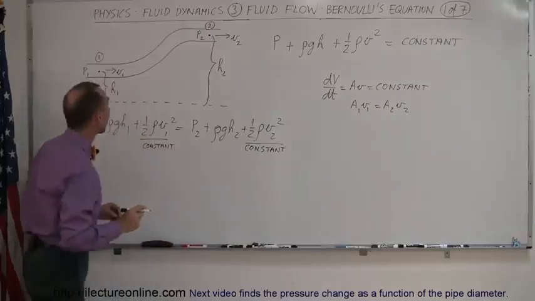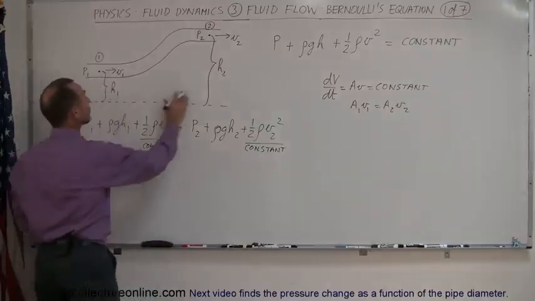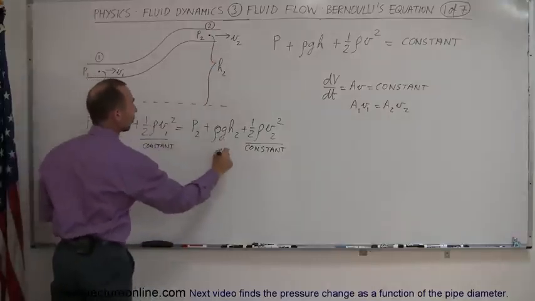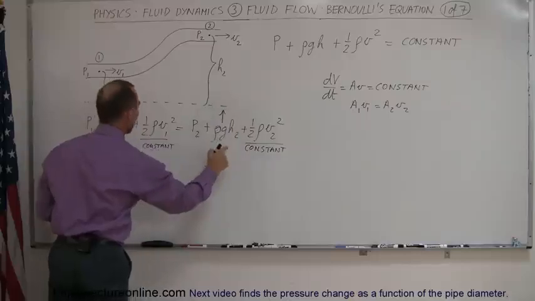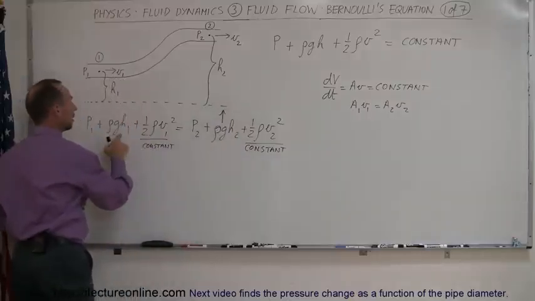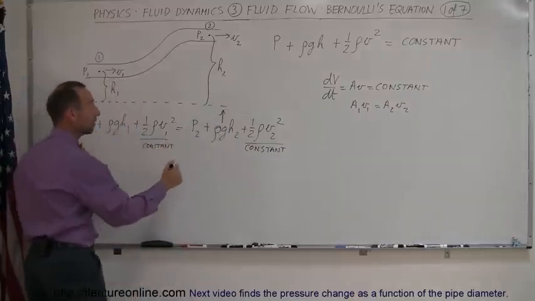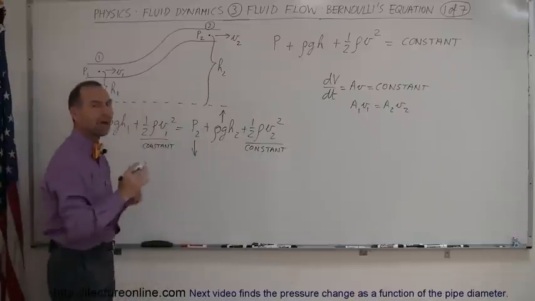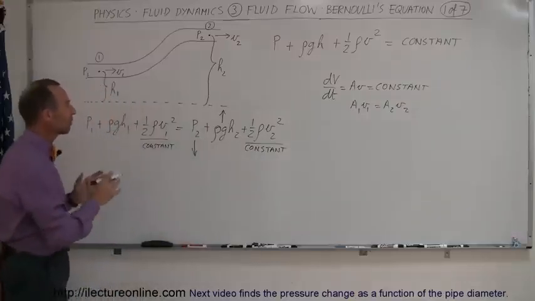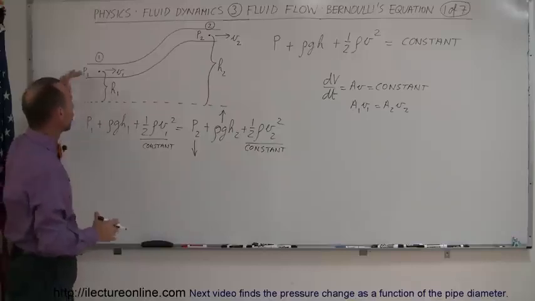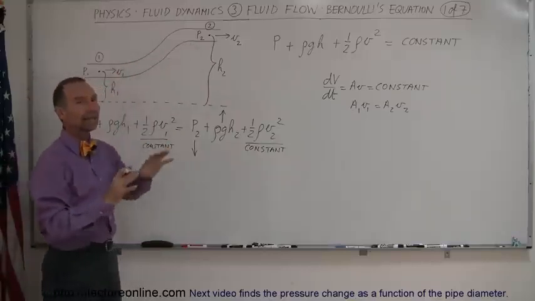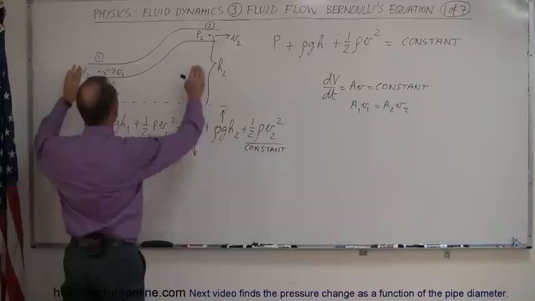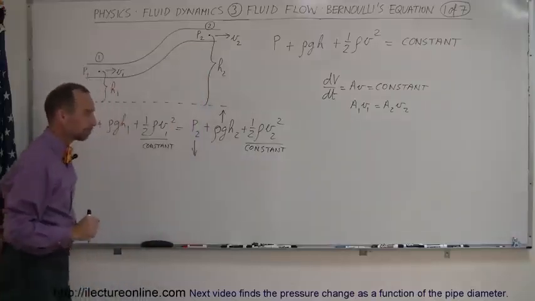Which means that if the height increases, that means that here rho g h2 has increased relative to rho g h1. That means in order for the equation to balance, the pressure at 2 must be less than the pressure at 1. And that's how you have to read that equation. That's a good way to take a look at Bernoulli's equation when only the height changes and nothing else changes. And of course, because of that, the pressure has to change as well.